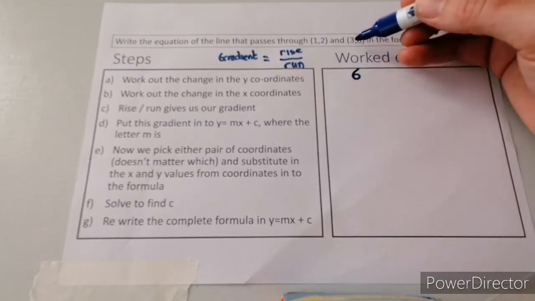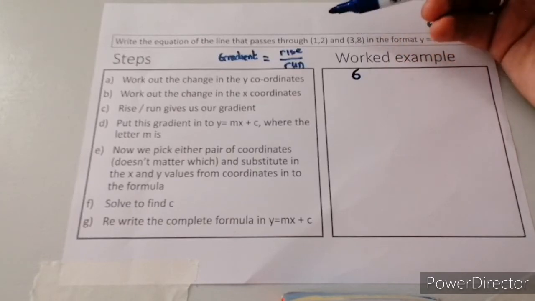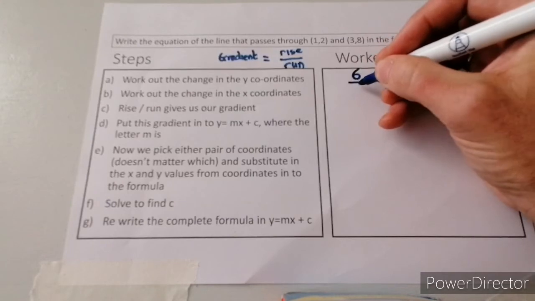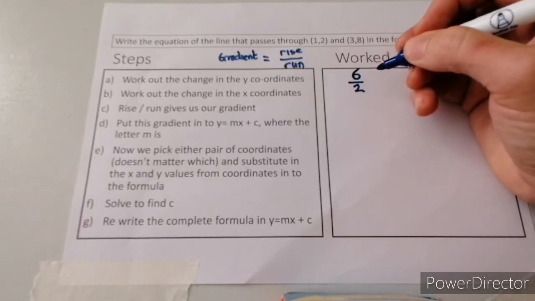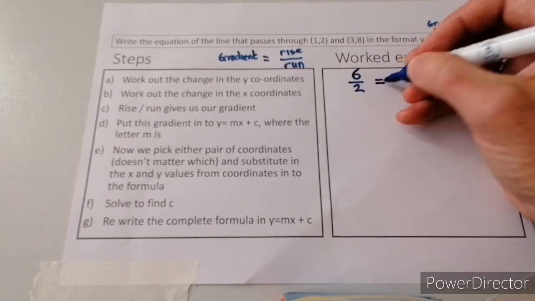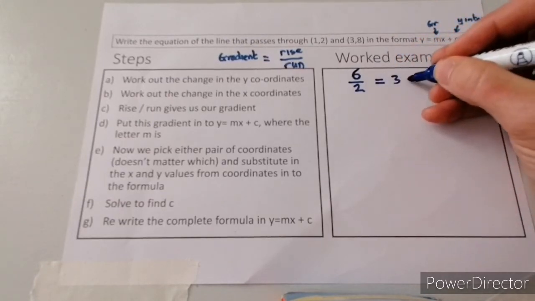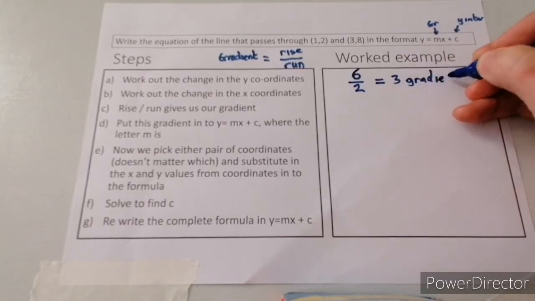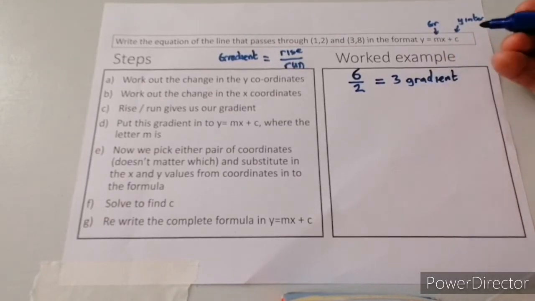What about the change in our x coordinates? Well, we started at 1 and we've moved across to 3. So we've moved across 2. So our gradient is 6 over 2, and 6 divided by 2 equals 3. That's the gradient of this line. So mathematically, we can work that out without drawing it.